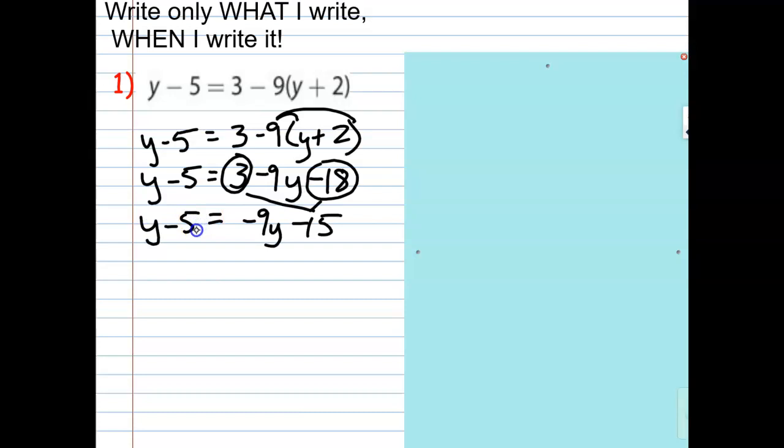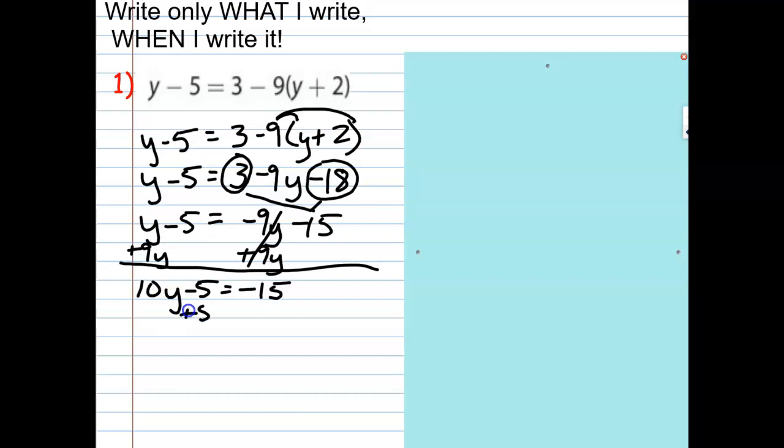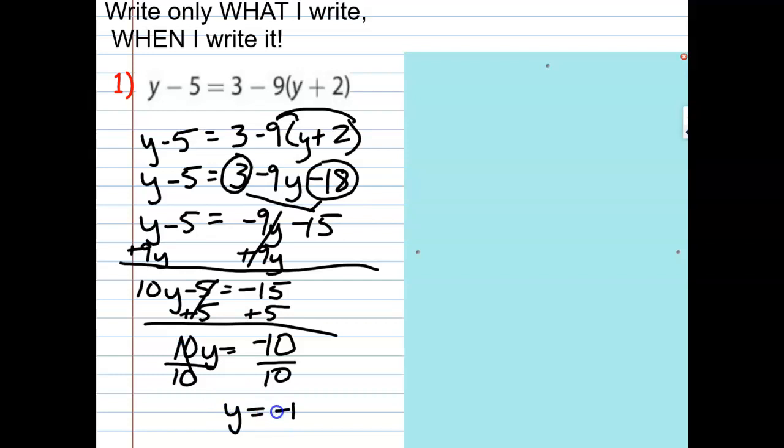All right, and then step 3, use inverse operations to solve. So I'm just going to carry on. My smallest pile of 9s is actually this, so I'm going to add 9y to both sides. That cancels. I get 10y minus 5 equals negative 15. And then, because it's my example, I'm going to keep going. So I'm going to add 5 to both sides. Draw the line. Then I get 10y equals negative 10. And then last, I'm going to divide by 10 on both sides. And I'm going to get y equals negative 1.